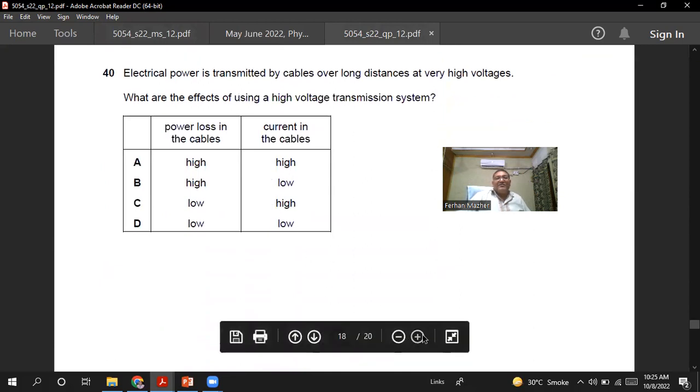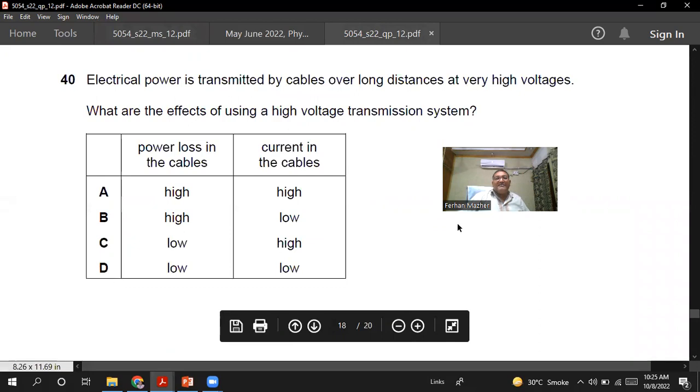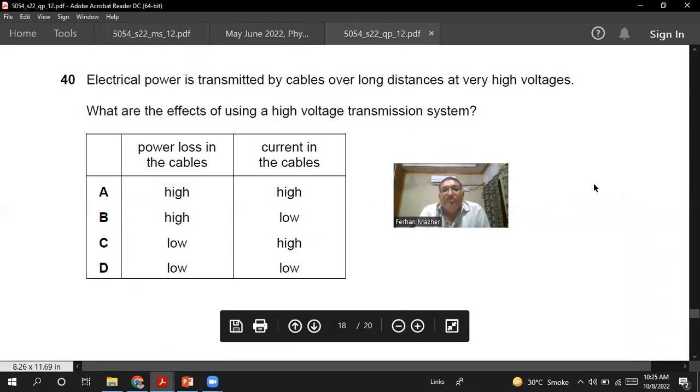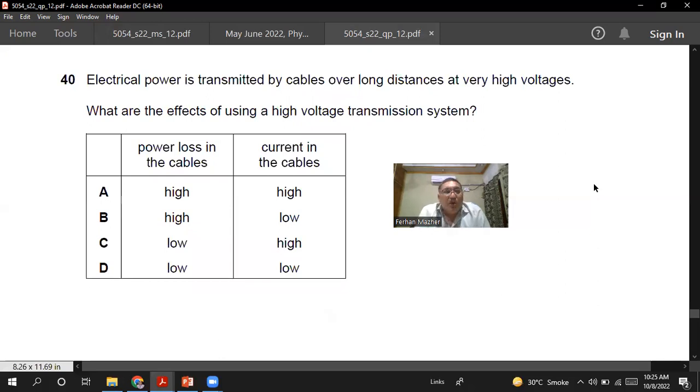Okay, now we have the last part, and it says, electric power is transmitted by the cables over long distances at very high voltage. What are the effects of using a high voltage transmission system? You see, in the power station, when you produce electricity and you want to transmit that through the transmission high tension wires, you increase the voltage by using a step up transformer. Why do we do this? Because when you increase the voltage, the current decreases. And when the current decreases, the power loss in the transmission lines decreases. So by using a step-up transformer, we increase the voltage, the current in the cables decreases, and the power loss in the cables also decreases.